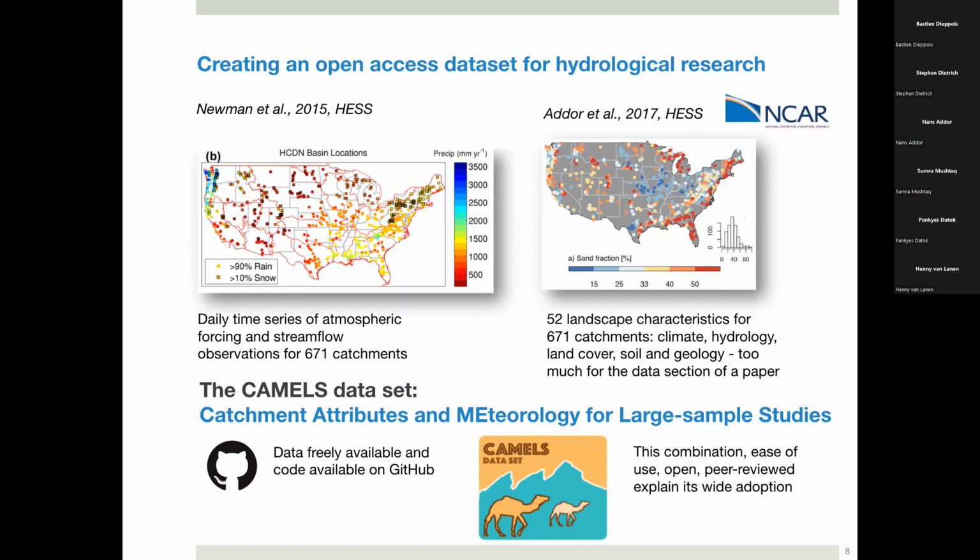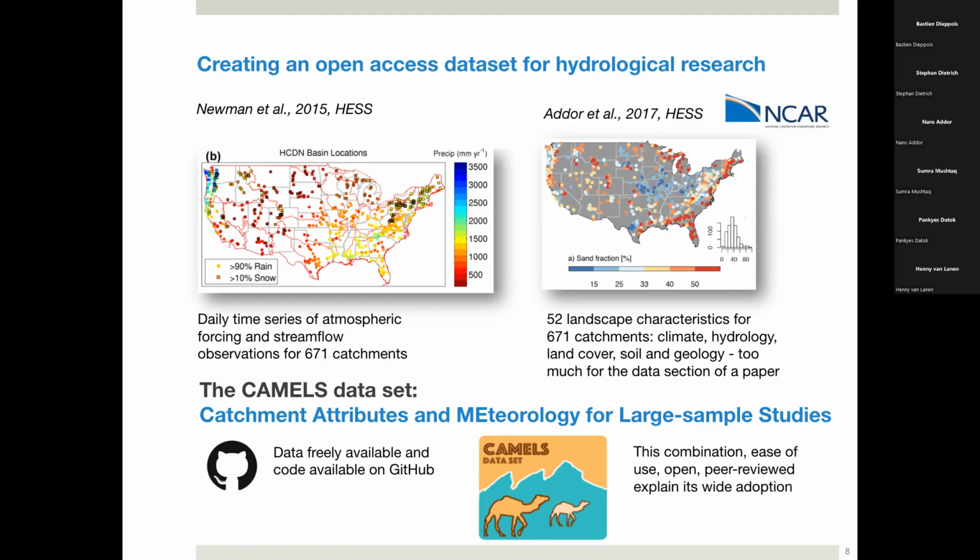And 5 years after the release of the attributes, I think the CAMELS paper has about 300 citations. And we know that the dataset itself has been used in dozens and dozens of studies. And it's been used also in the industry. So way more successful than we expected.